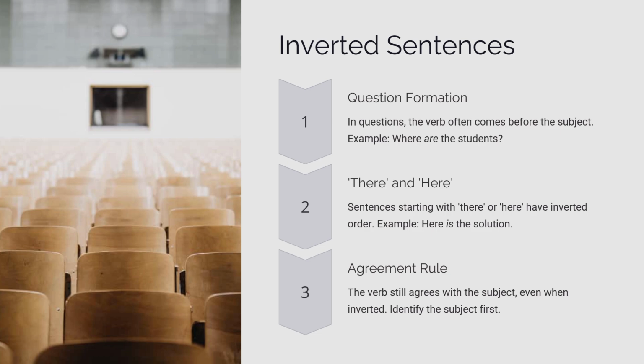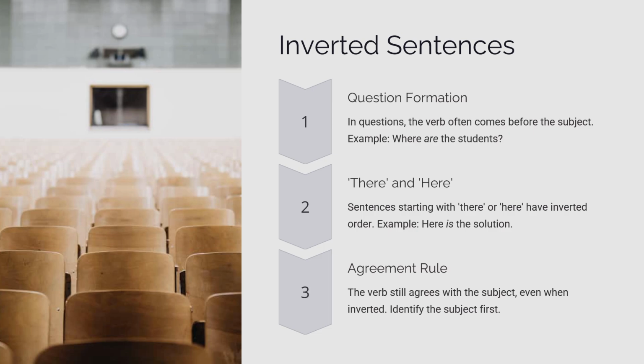So it's very important to remember that even though the word order changes in these cases, the verb still agrees with the subject in both number and form. So practicing these structures can help you spot the subject in inverted sentences and apply the correct verb form every time. So by understanding and applying these rules, you can keep your sentences grammatically correct even when the typical subject-verb order is reversed.